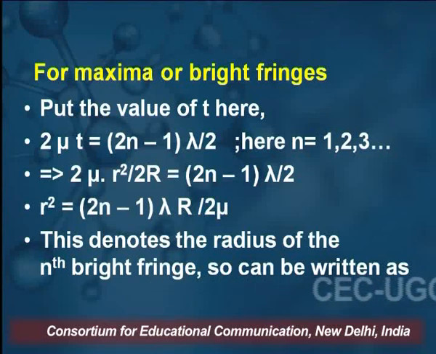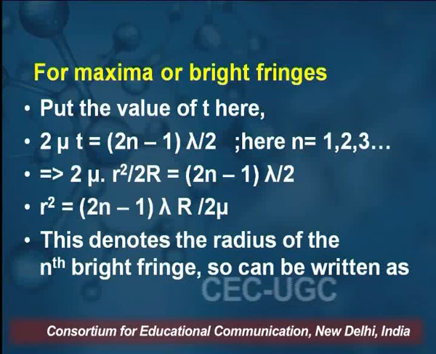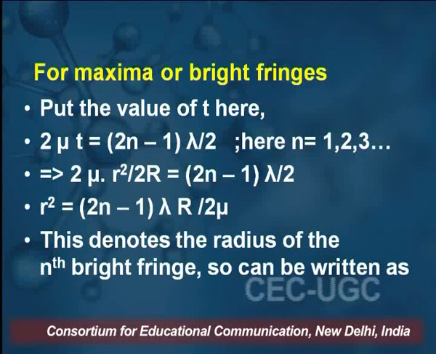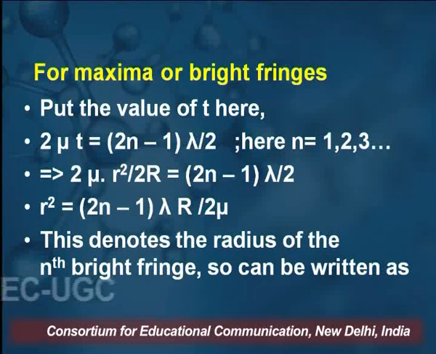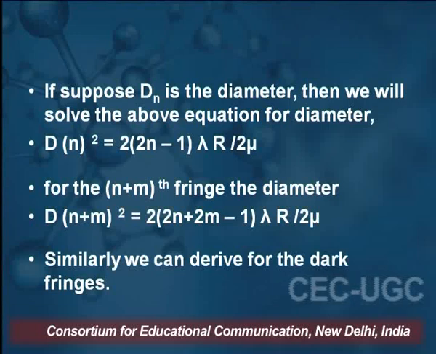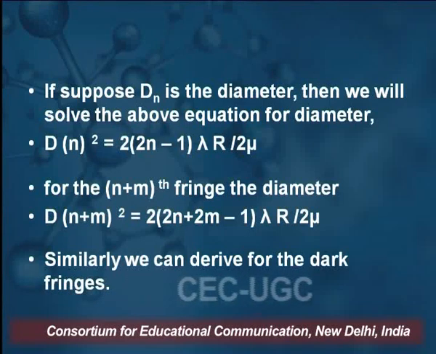Now r square is equal to (2n minus 1) lambda R divided by 2 mu. What is mu here? Mu is the refractive index. Here we are using the air film, so the refractive index mu is equal to 1. The refractive index of air is 1. This denotes the radius of the nth bright ring, so we can write it as rn square is equal to (2n minus 1) lambda R divided by 2 mu.